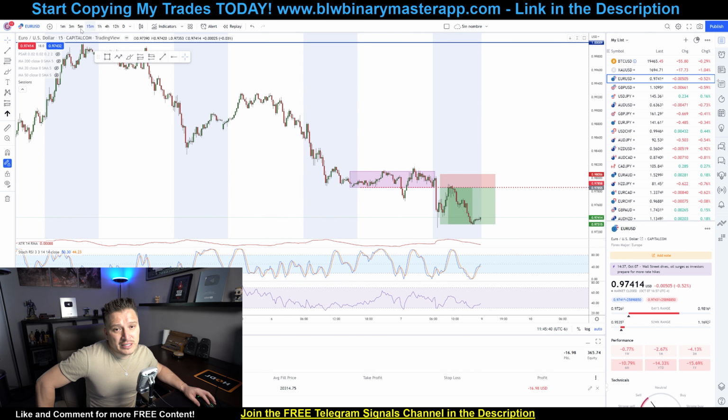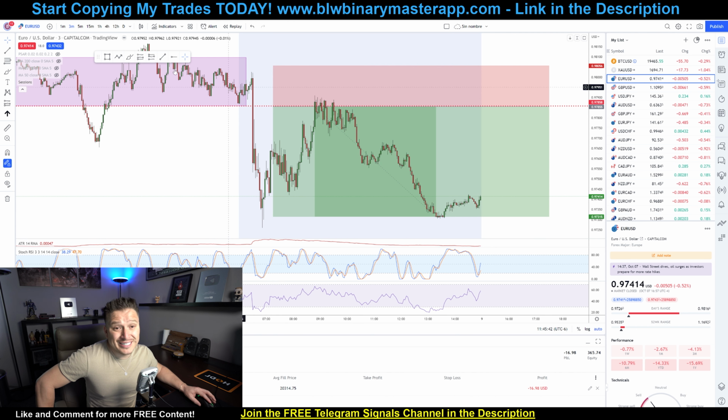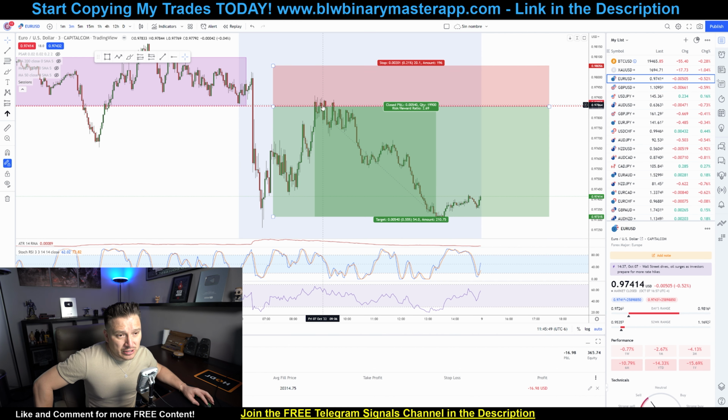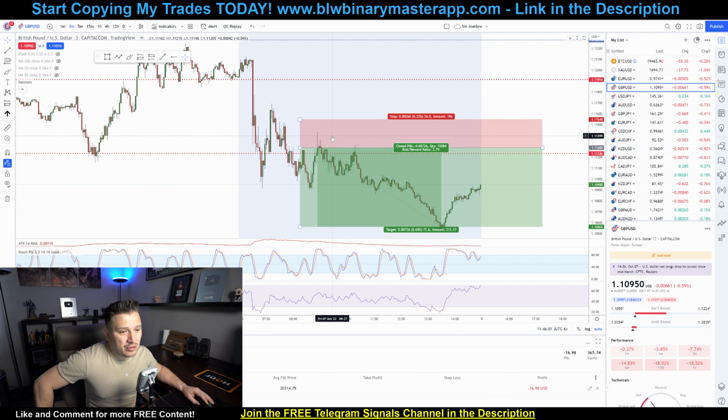This is Euro USD. If we go to a shorter time frame, this is exactly what happened during this specific trade. You see it touched this level, which was when it was activated, and then went all the way down to the take profit. Also, the exact same thing happened on GBP USD.